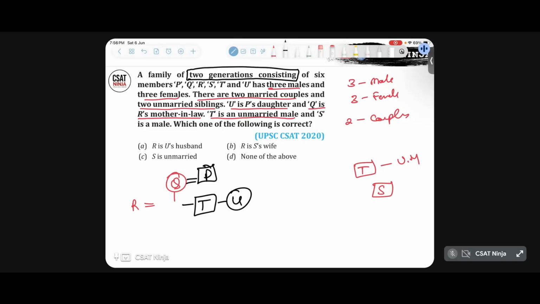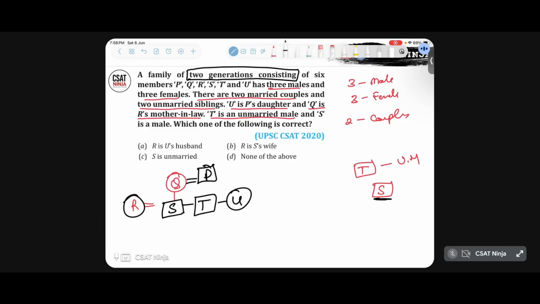Now with that in mind, we have how many male and female members there? S is here and is a male there, so which means we're going to give this one as female there. I hope we are clear with this one. Let's cross-check the statement now. Which of the following is correct?